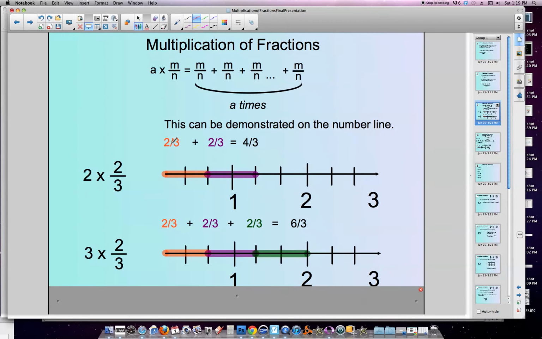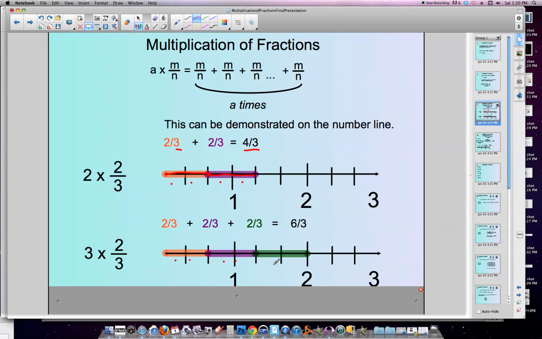If we have 2/3, well the denominator says, hey, let's divide the length of 1 on our number line by 3 equal segments. 1, 2, 3, 1, 2, 3, 1, 2, 3. And 2/3 means the length of 2 of them. Well, if we then add another 2/3, then how many thirds do we have total? We have 1, 2, 3, 4 thirds total. So the answer is 4 thirds. If we had 3 times 2/3, that would mean that we had 6 thirds, right?